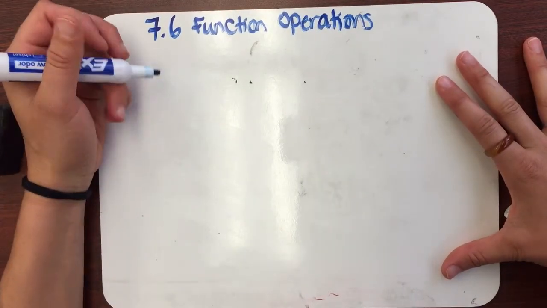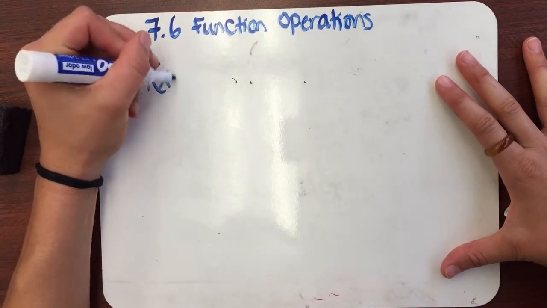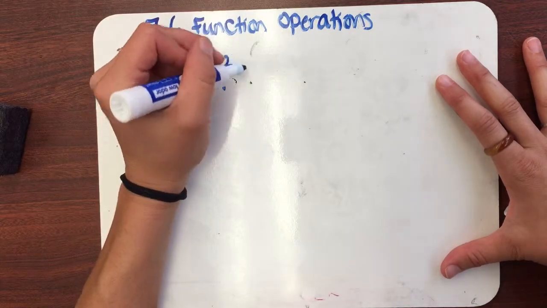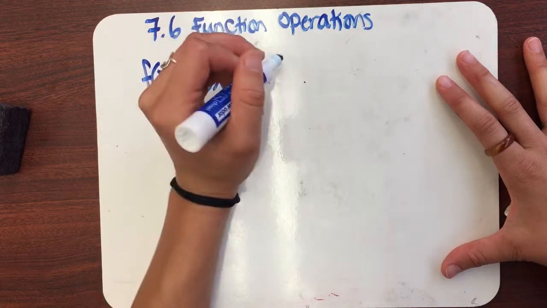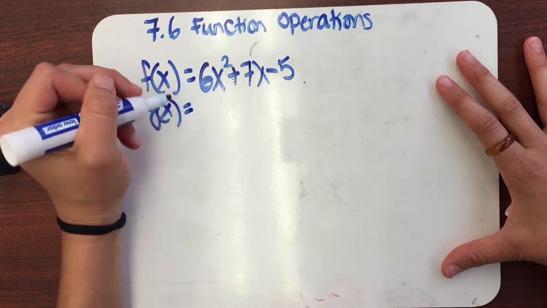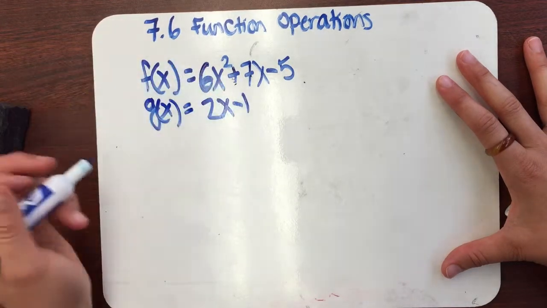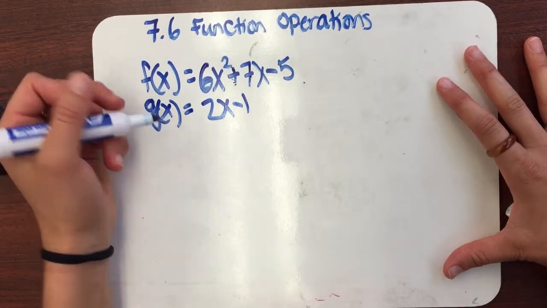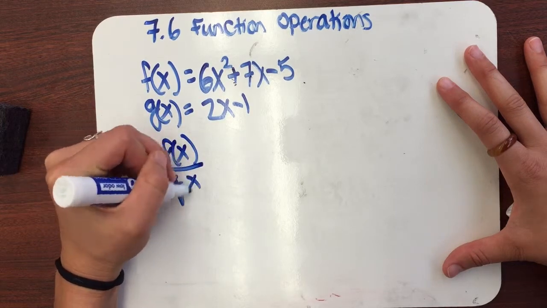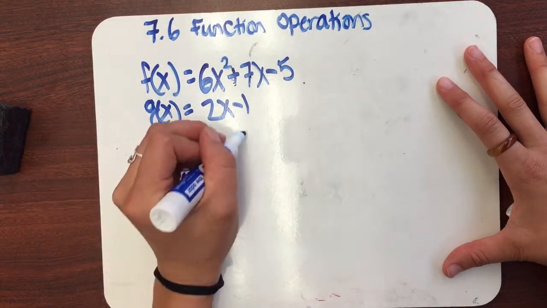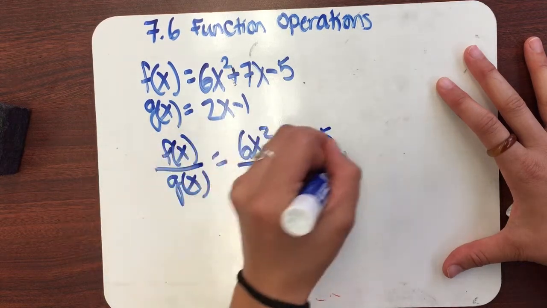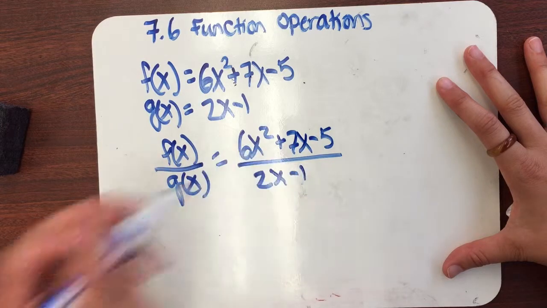So let's say we have f of x is equal to 6x squared plus 7x minus 5, and g of x is equal to 2x minus 1. So if we wanted to do f of x over g of x, we'll plug that in. f of x is 6x squared plus 7x minus 5, and g of x is 2x minus 1.